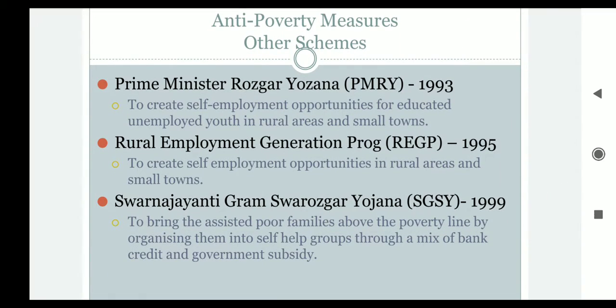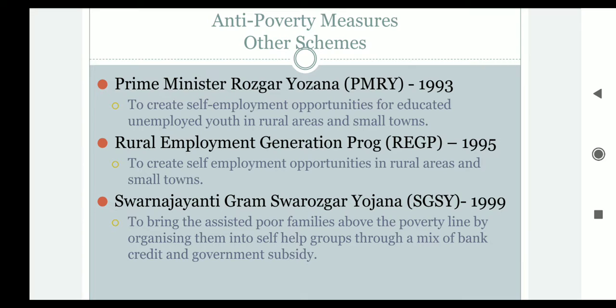Next, some other schemes are like Prime Minister Rozgar Yojana, that is PMRY. It was started in 1993. It was to create self-employment opportunities for educated, unemployed youth in rural areas and small towns. The next is Rural Employment Generation Program, REGP. It started in 1995. It was to create self-employment opportunities in rural areas and small towns.